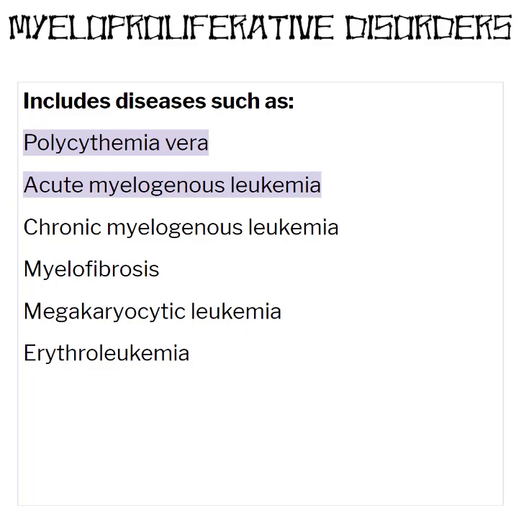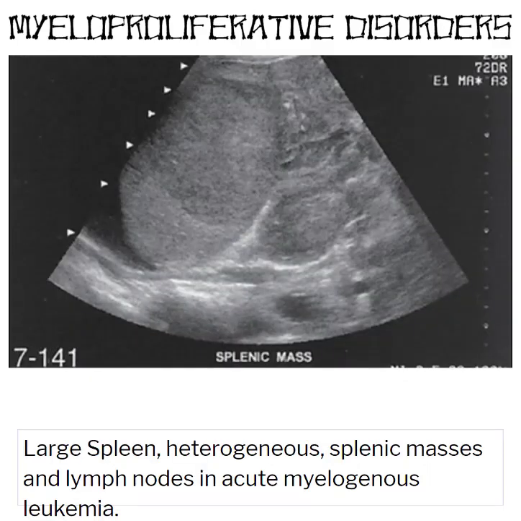Polycythemia vera is a subset of myeloproliferative disorders. So is acute myelogenous leukemia. And acute myelogenous leukemia, or AML, is the most common myeloproliferative disorder that affects the white blood cells. So here's a patient with AML. They have a very large spleen. It is heterogeneous in appearance. We might start to see some splenic masses and enlarged lymph nodes in AML patients.